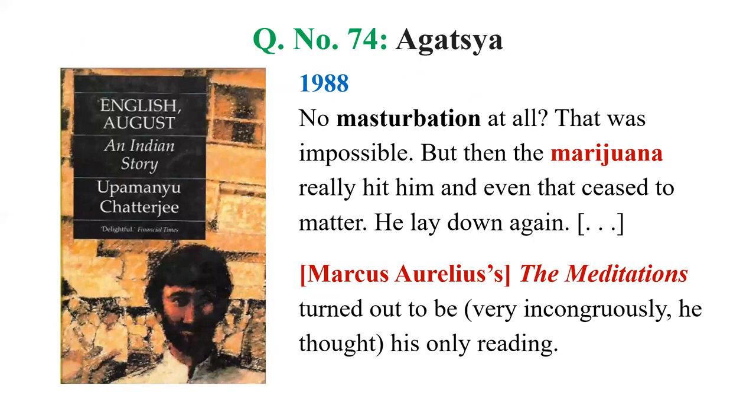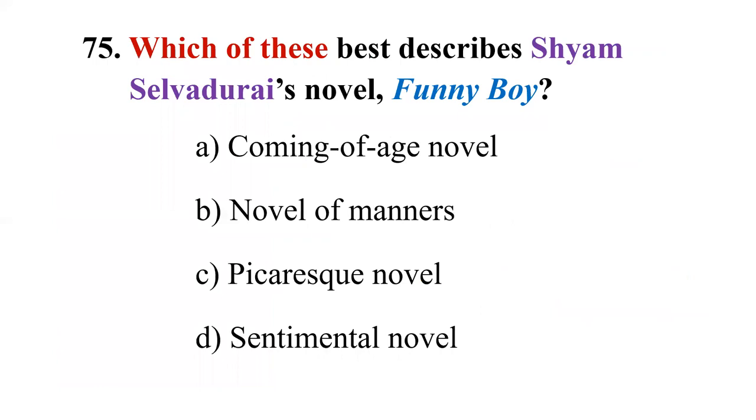So if you look at this work, who is the protagonist? You have Agastya Sen. He is the protagonist of this novel, published in 1988. He is obsessed with masturbation, marijuana, and the philosophy of the book Meditations by the Roman emperor and philosopher Marcus Aurelius. Then with this, let's go to question number 75, the last question of today's class.